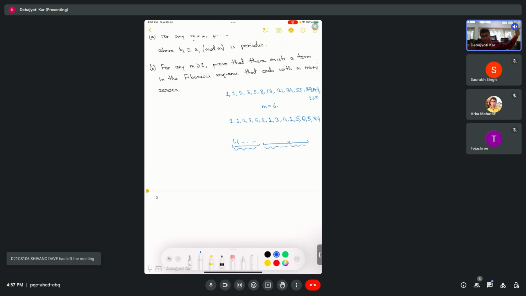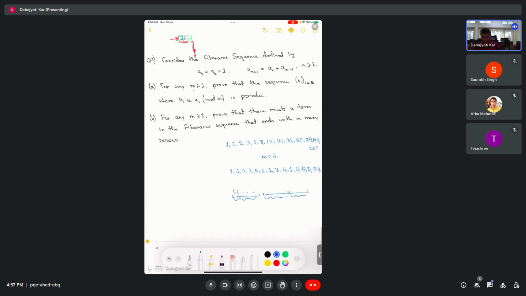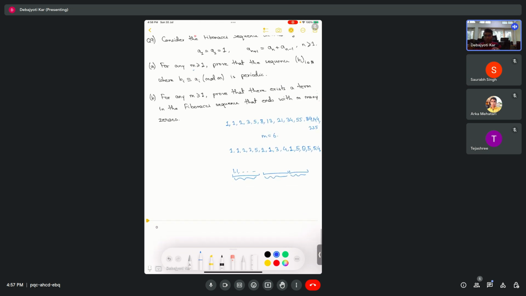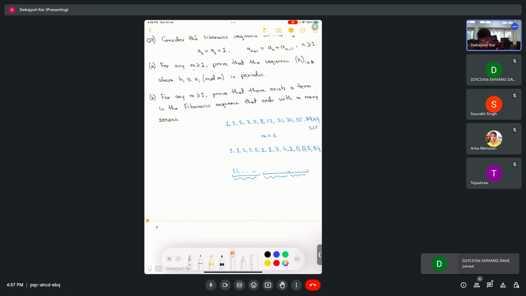So the period of repetition may be large. That is why we are not being able to find it in such a small range. But if we take sufficiently large sequences, then it will repeat. The sequence of remainders must repeat. Okay, is the question clear? So for any natural number m, we need to show that this sequence of remainders must repeat. Okay, so how do we show this?